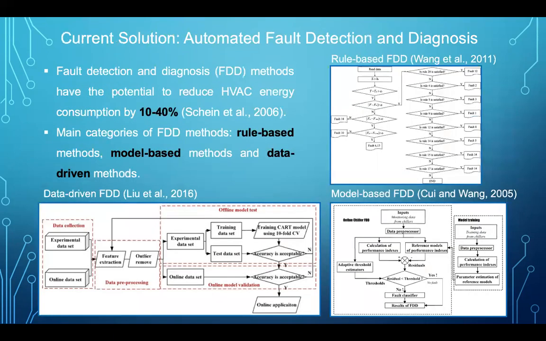Automated fault detection diagnostic methods are the current solutions to operational faults and their corresponding energy penalties. FDD methods have the potential to reduce HVAC energy consumption by 10 to 40%. There are three main categories of FDD methods: rule-based methods, model-based methods, and data-driven methods.